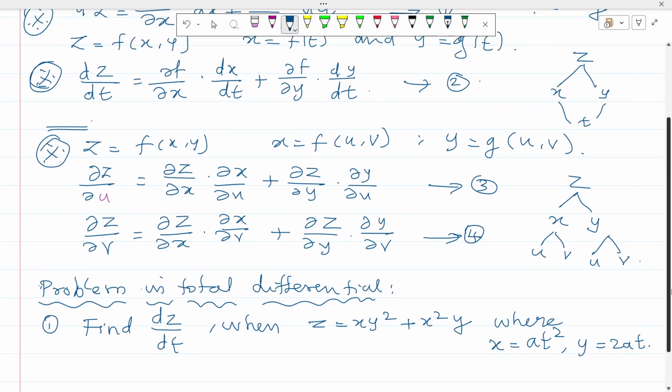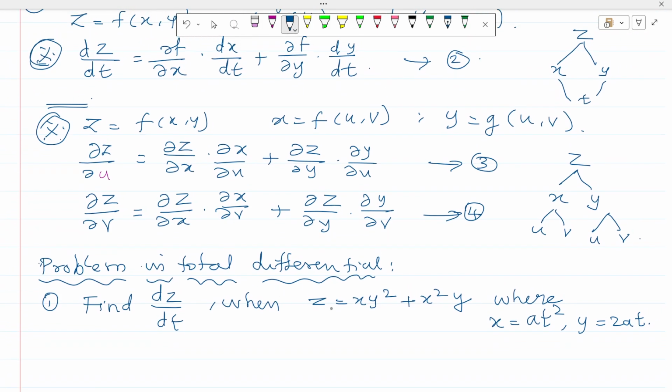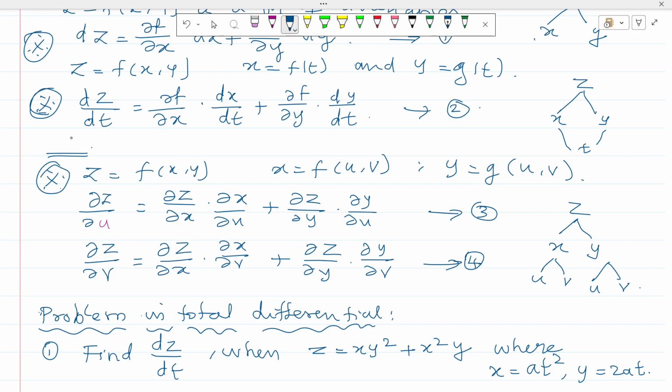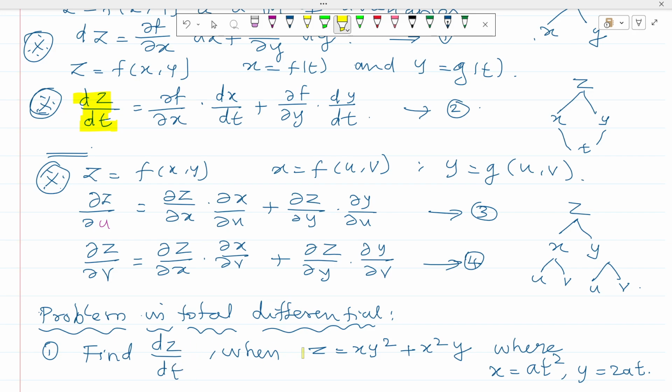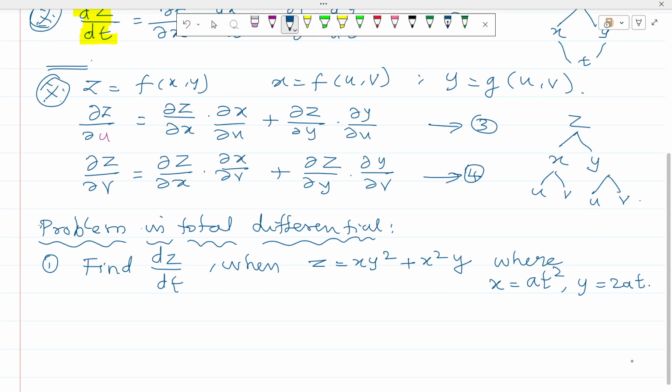So here, first you should know which formula you are going to use. That is very important. You have to see that z is a function of x and y. So see this tree, and see which one is applicable, then you can use that formula. They are asking for dz by dt, so this formula you have to use. That is the idea you should get, particularly in which problem, which formula you are going to use. Okay, so here we can draw this tree.